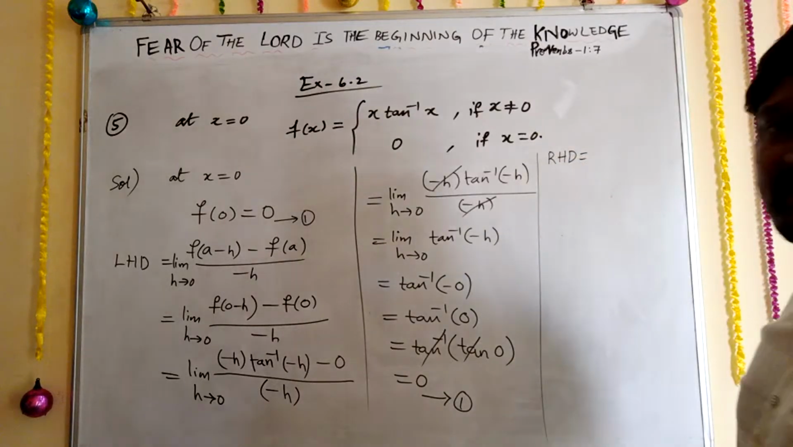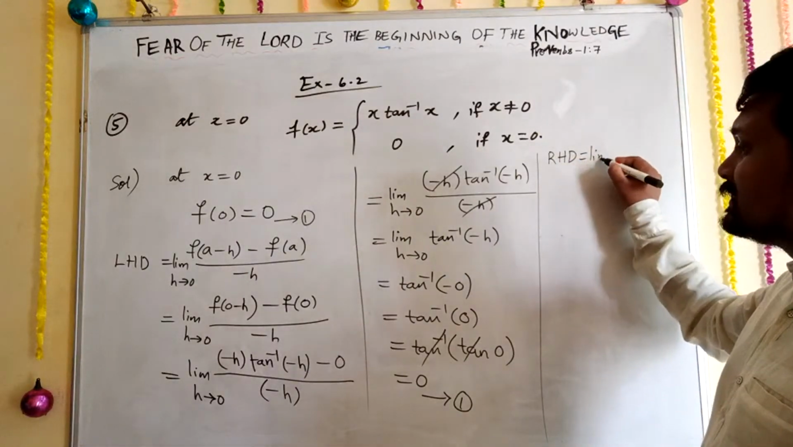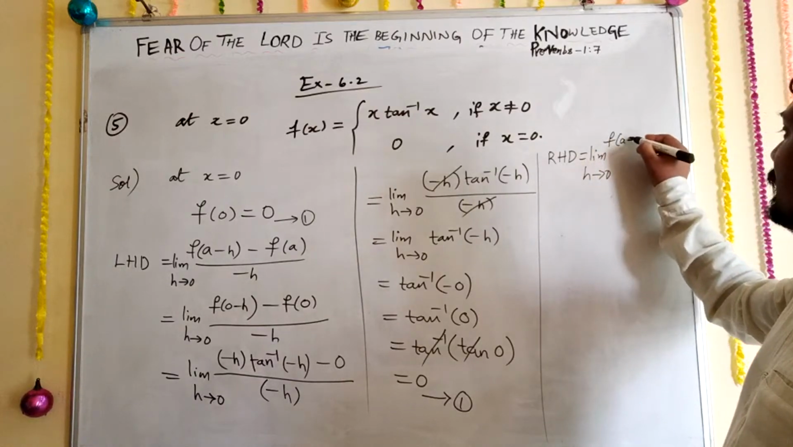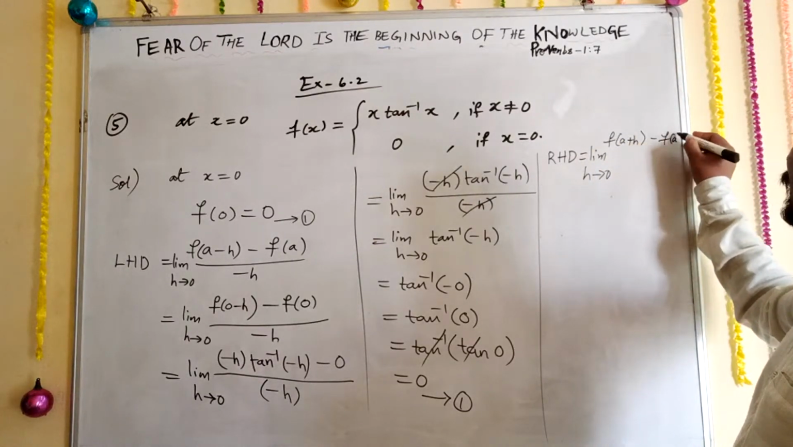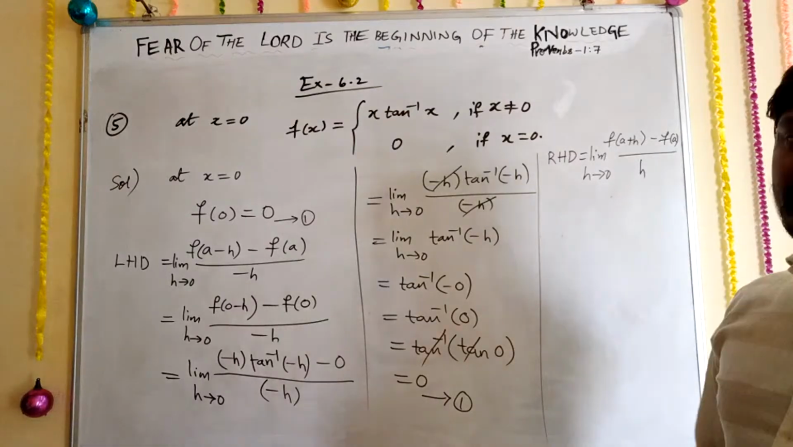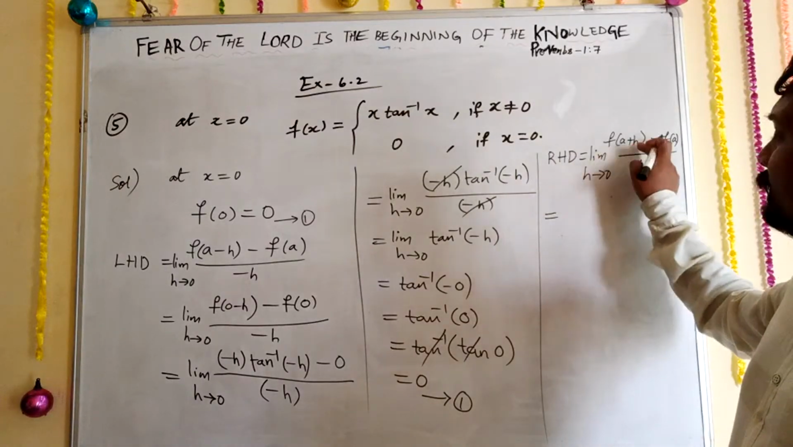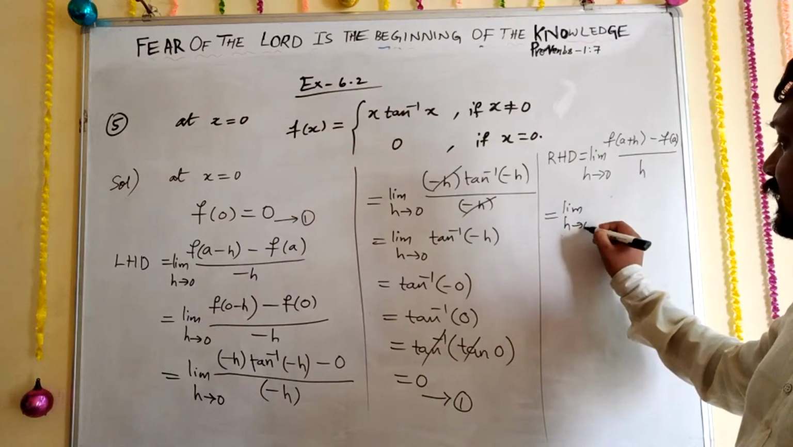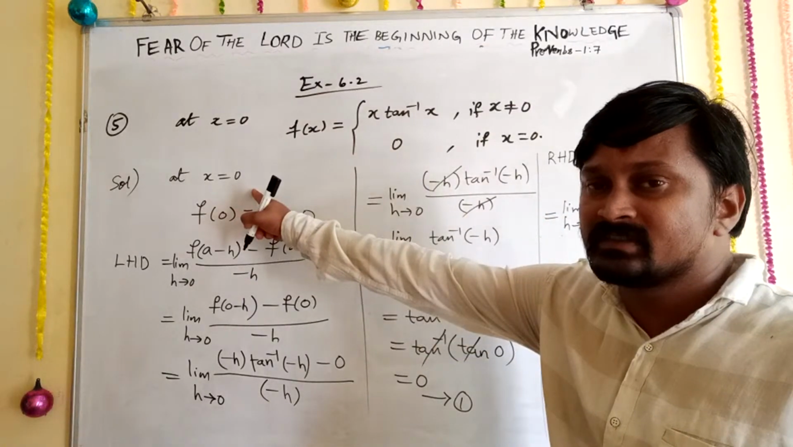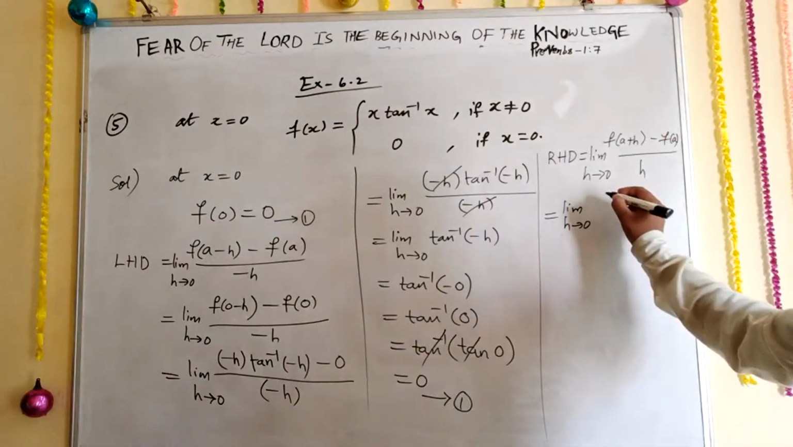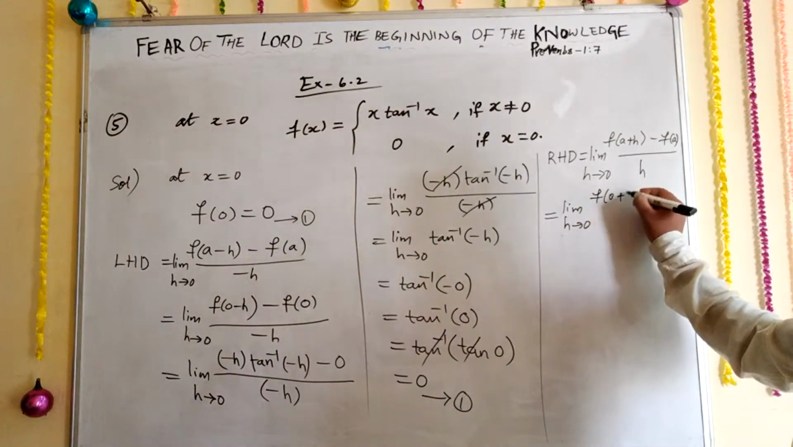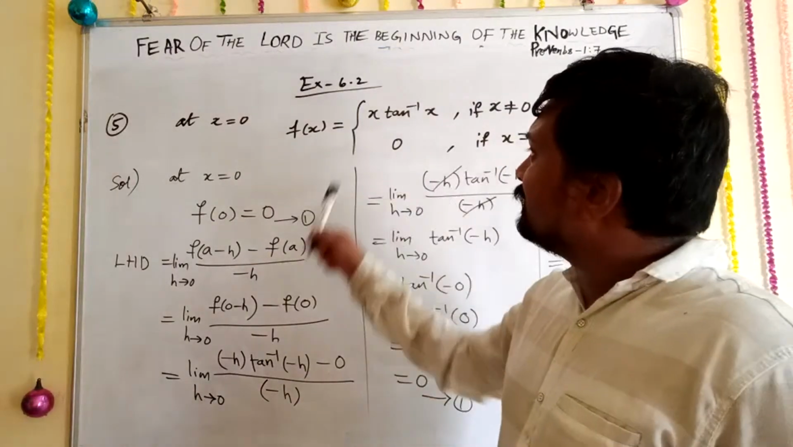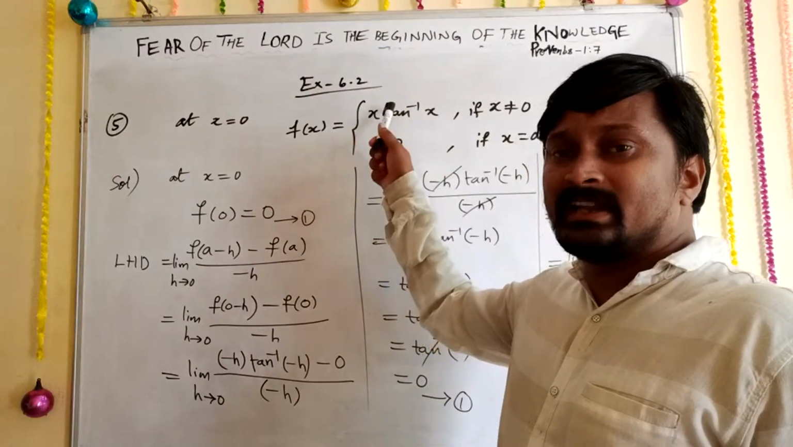So RHD is equal to limit h tends to 0, f of a plus h minus f of a upon h. So now we can write here f of a plus h. That is limit h tends to 0, at x is equal to 0, so that a is equal to 0. So now we can write f of 0 plus h minus f of 0. Plus h means h. So wherever x is there in this, substitute as h.